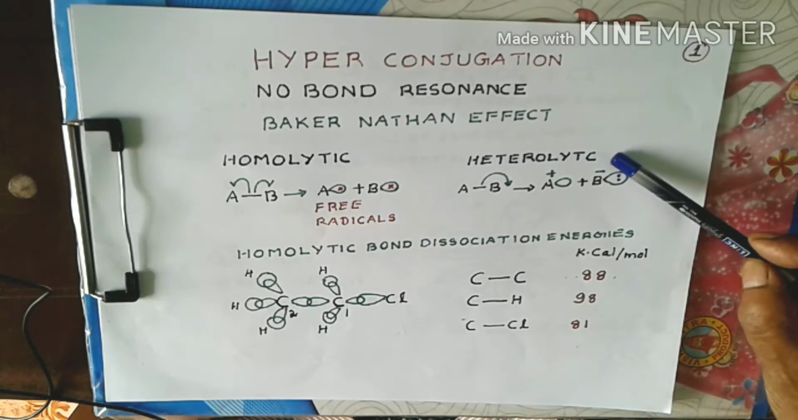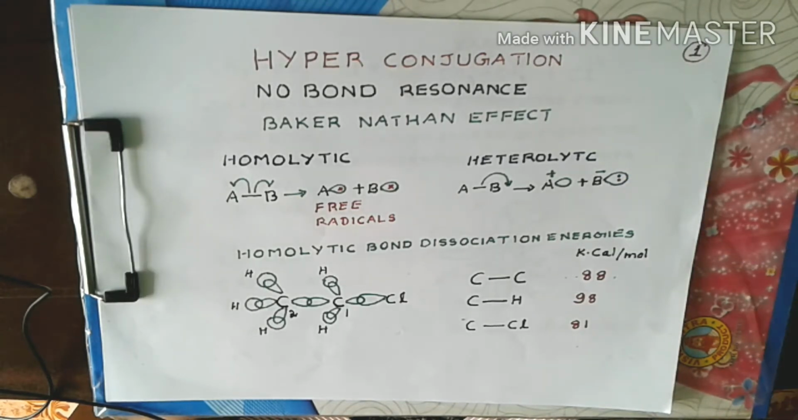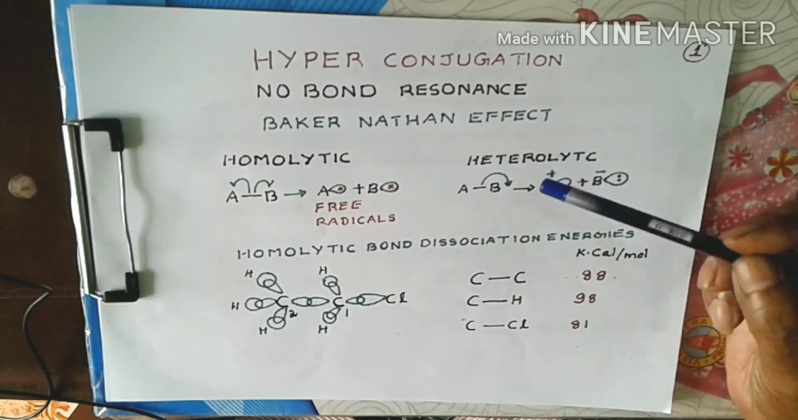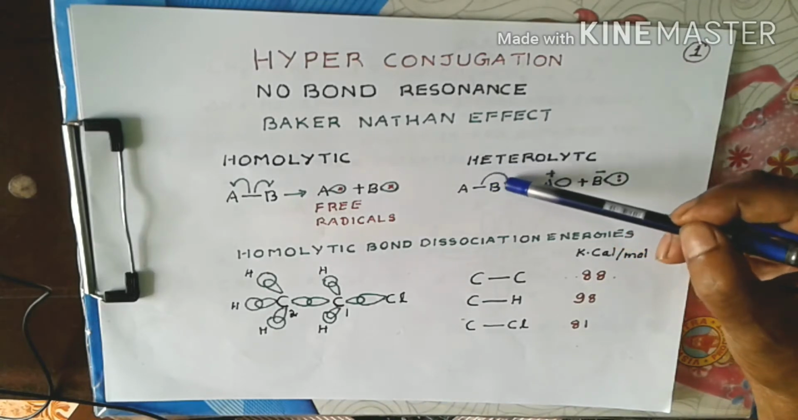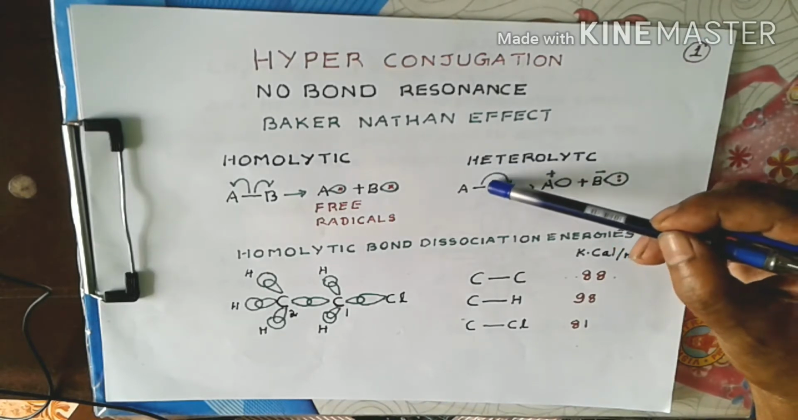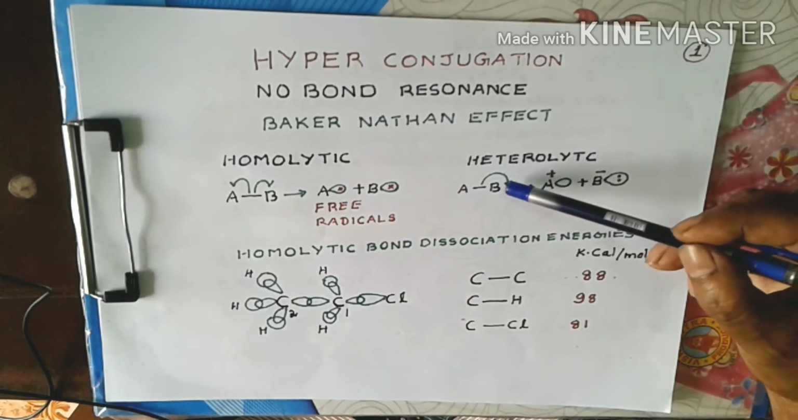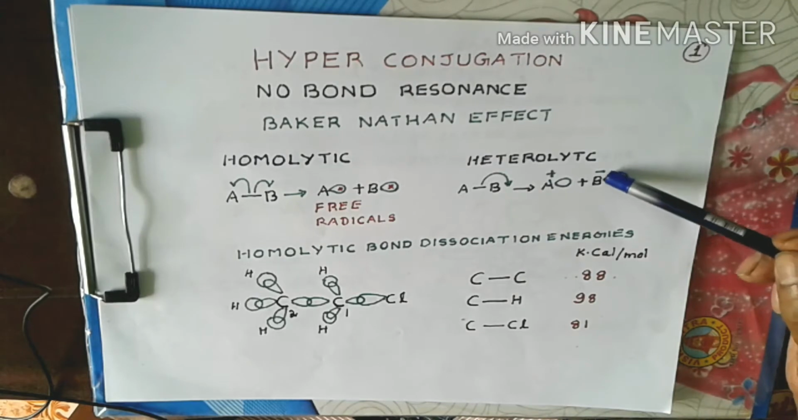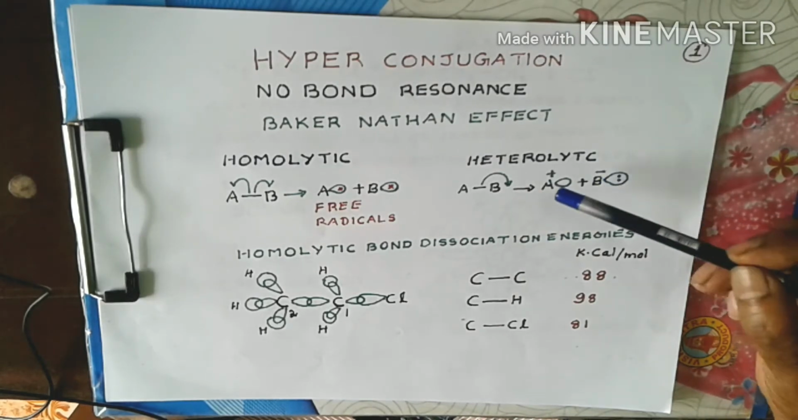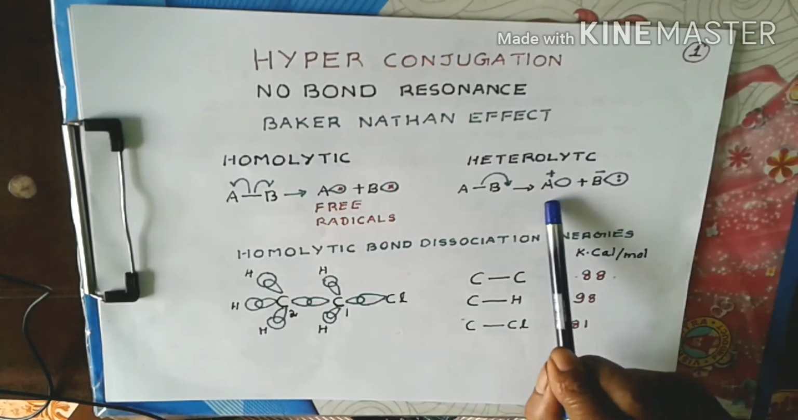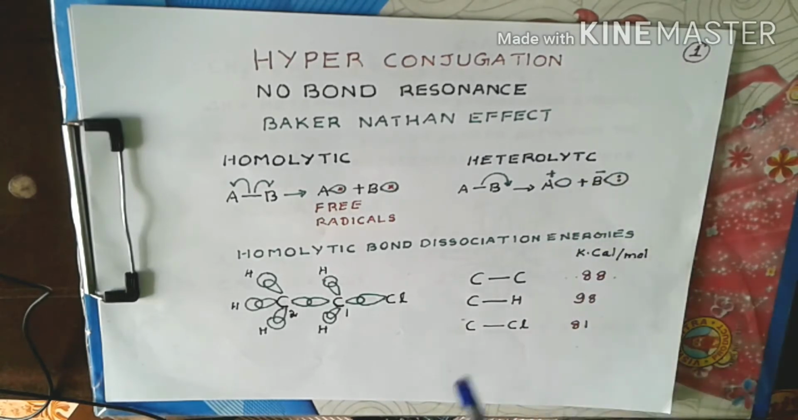Now, in heterolytic bond fission or cleavage, the bond breaks in such a way that the electronegative atom takes up the pair of electrons in the bond. So here the curved arrow shows that the electron pair goes to B, which is the more electronegative atom, and B will be provided with a pair of electrons and a negative charge. A will be provided with a positive charge and a vacant orbital.